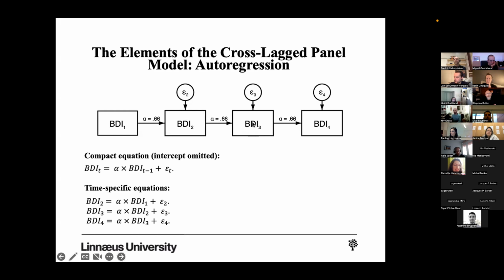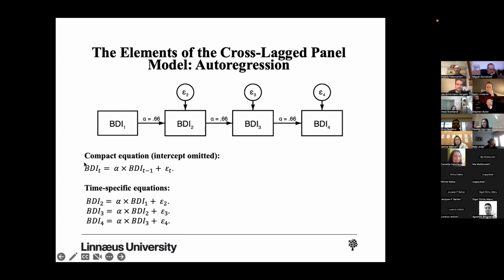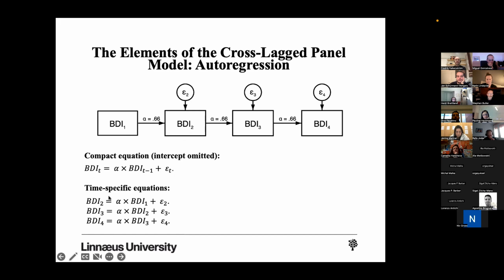We also have BDI3 explained by BDI2 times 0.66 plus epsilon 3. And we can capture this with a compact equation: BDI_T, where T is 1, 2, 3, 4, etc., is equal to alpha, the autoregression coefficient, times BDI at T minus 1, plus epsilon T. So if we have BDI2, BDI T minus 1 will be BDI1. That's what this diagram means. We can also put it as a time-specific equation, as I did before: BDI2 equals alpha times BDI1 plus epsilon 2, and so on.